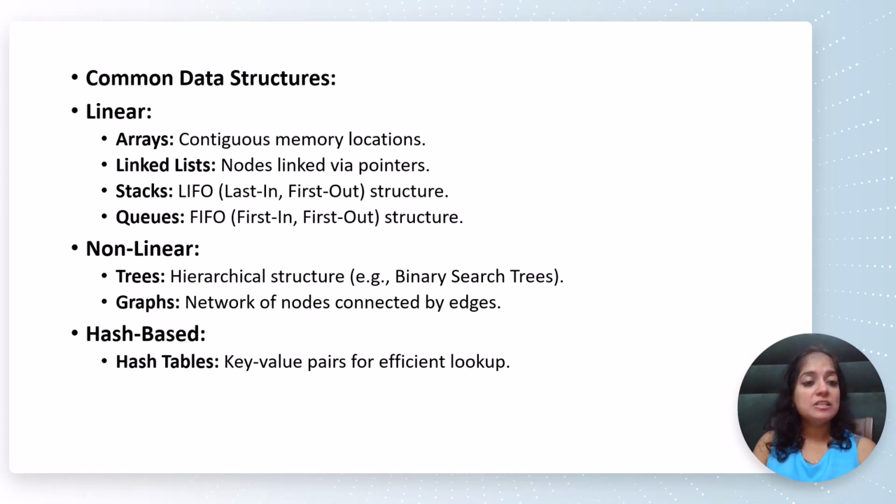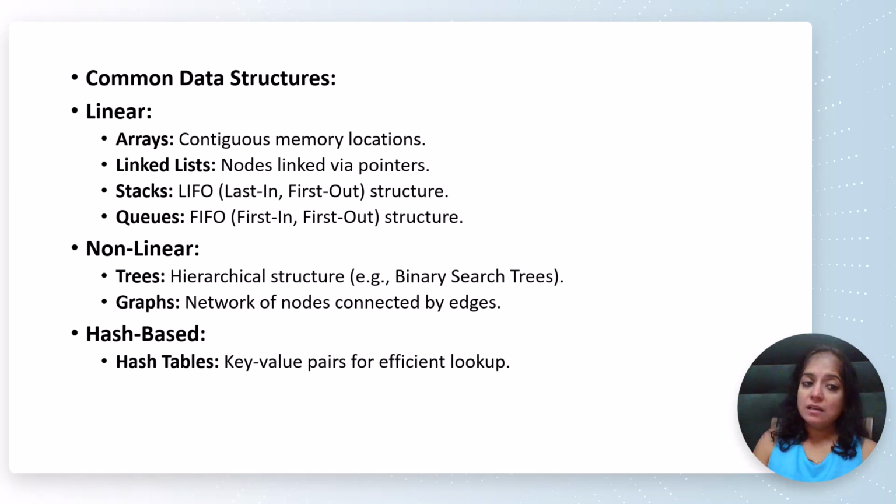Other linear data structures are stacks and queues. As we know, stacks work on last in first out, that is the LIFO structure, and the operations of stacks are push and pop. Push is inserting an element in a stack; pop is removing an element from the stack. Queues are based on first in first out, and the operations are enqueue and dequeue. Enqueue inserts an element, dequeue deletes an element.